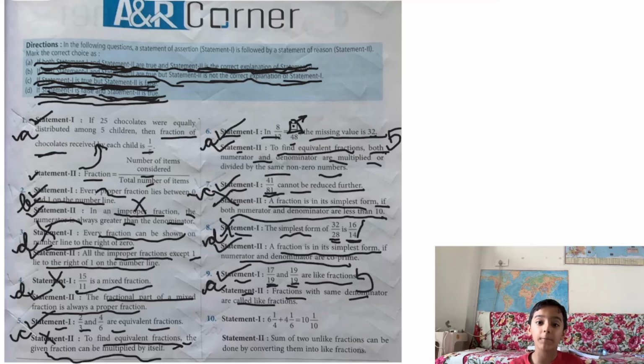Ninth question. Statement 1. 17 by 19 and 19 by 19 are like fractions. Statement 1 is true, because in like fractions the denominator should be same, and here the denominator is same, 19 and 19. So statement 1 is correct. Statement 2. Fractions with the same denominators are called like fractions. This is true, because when the denominator is same they are called like fractions. And statement 2 is the correct explanation of statement 1. So the correct answer of question 9 is option A, which is if both statement 1 and statement 2 are true, and statement 2 is the correct explanation of statement 1.